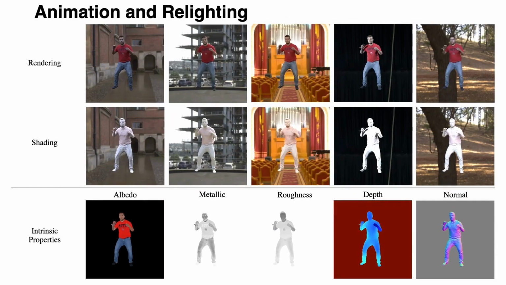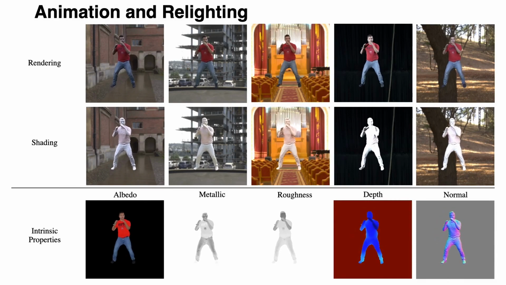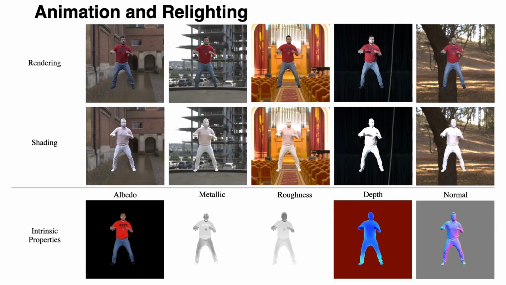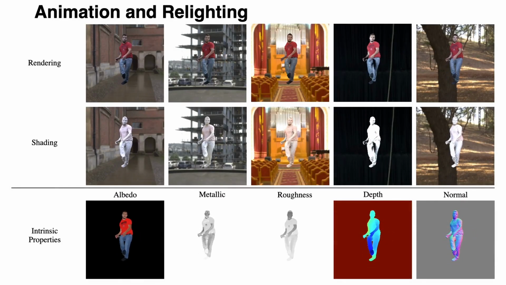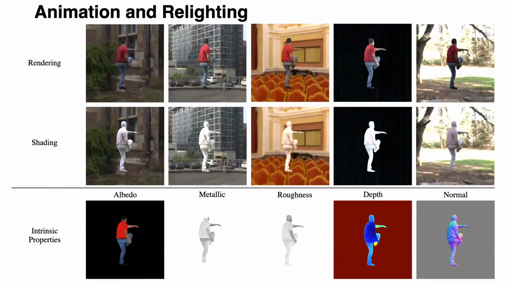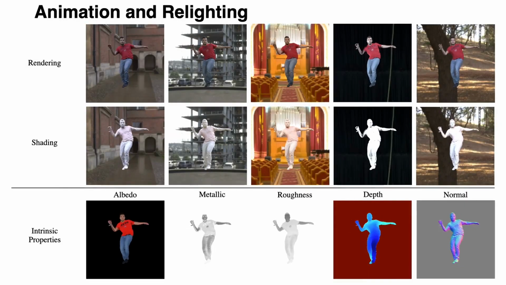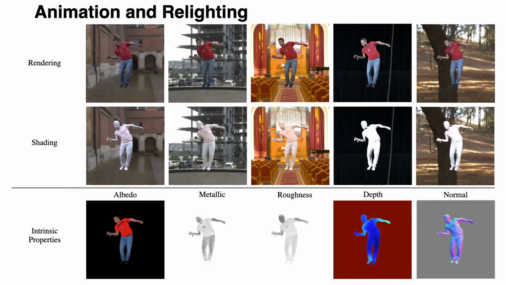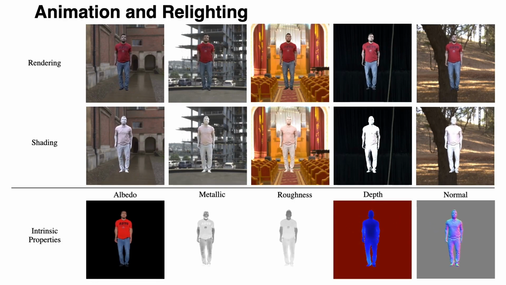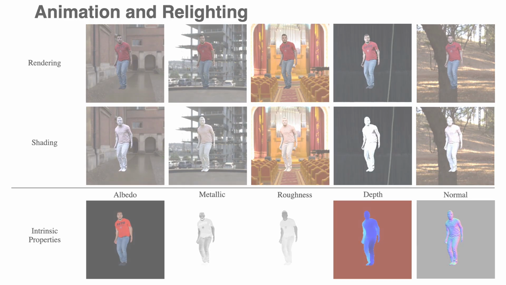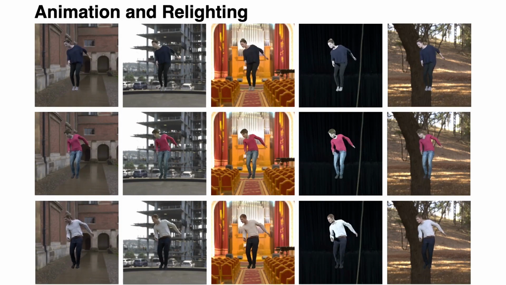Here we show more qualitative results of learned intrinsic avatars under various unseen poses and novel illuminations, along with estimated intrinsic properties including albedo, metallic, roughness, depth, and normal. Finally, we show more intrinsic avatar results under novel poses and novel illuminations.